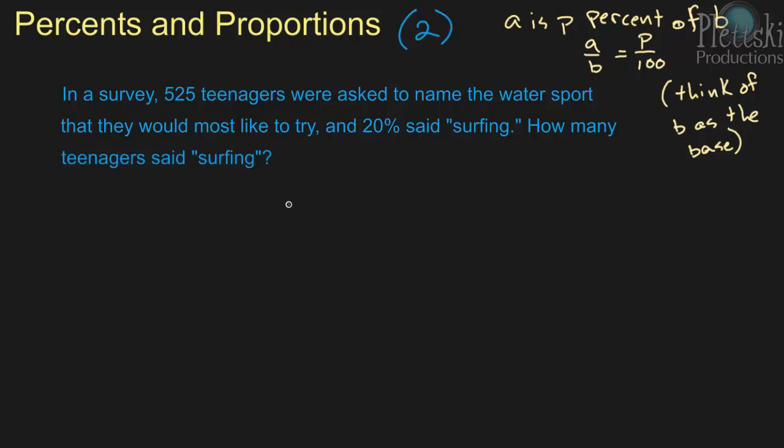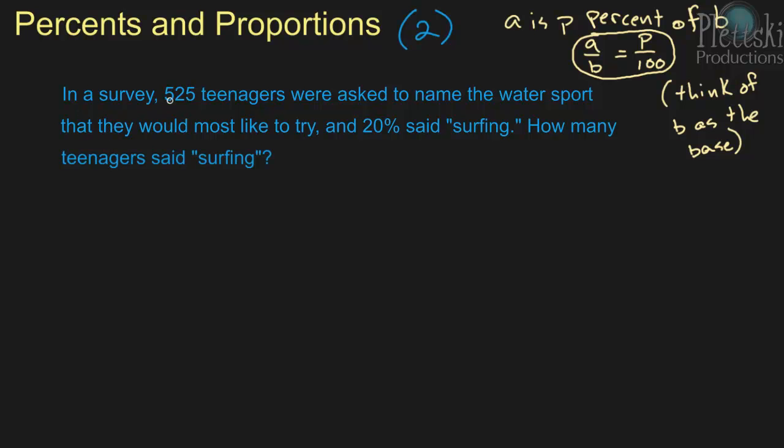Okay, let's use a word problem to find part of a base. And we're using percents and proportions here. We're also going to use this proportion that we talked about in the last lesson, where A is P% of B, and think of B as the base. So let's see what this question is.